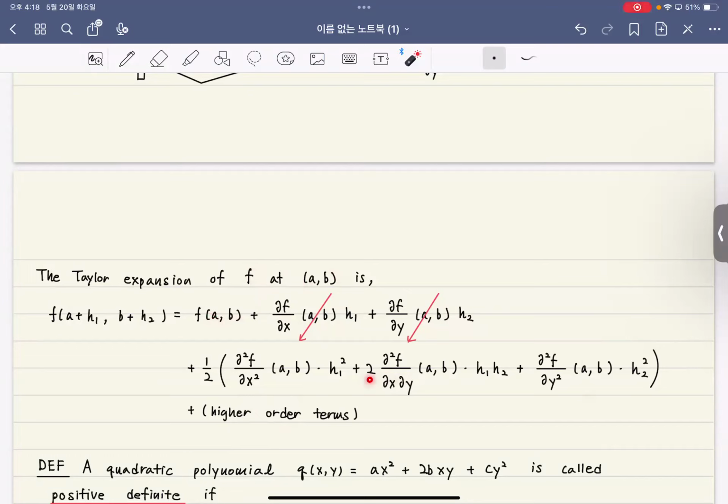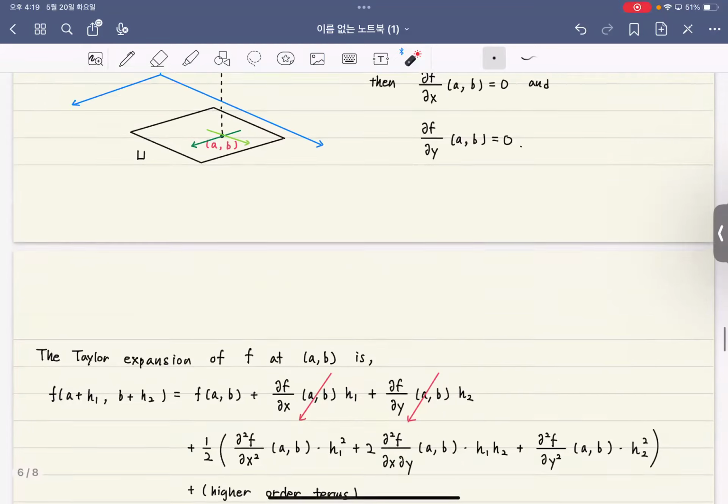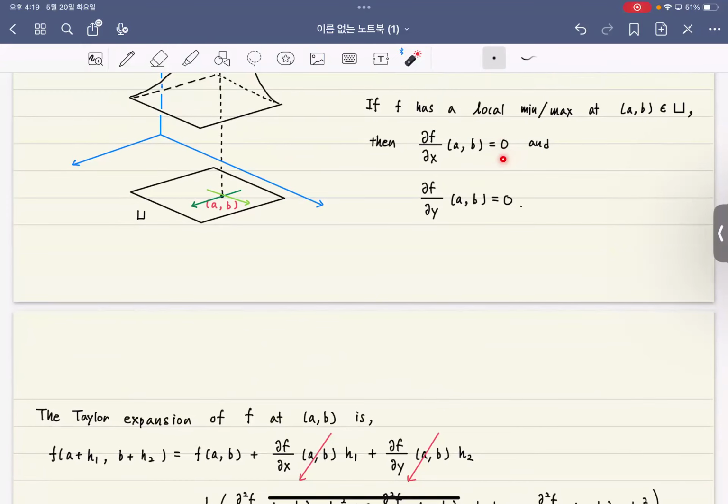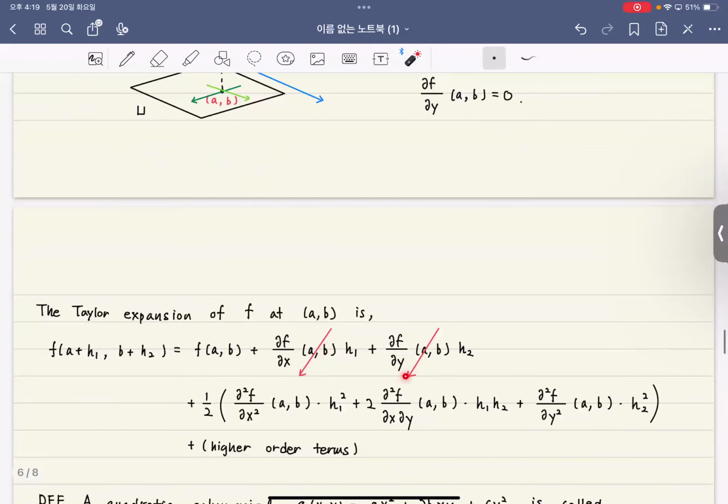So I can simply say the behavior of the function f near the point (a, b) is completely determined by this quadratic function, the polynomial of h1 and h2 with degree 2, right? These numbers are just some fixed numbers, so this is just a polynomial of variables h1 and h2, and this polynomial will determine the behavior of the function f near (a, b). And moreover, we are assuming that this and this equal 0, because the function has a local maximum or minimum here.